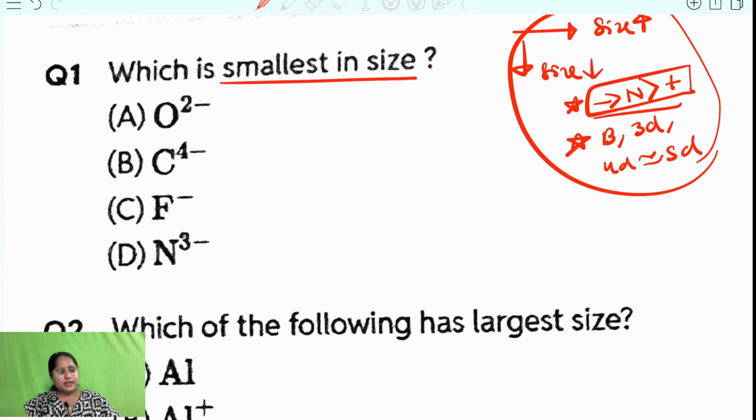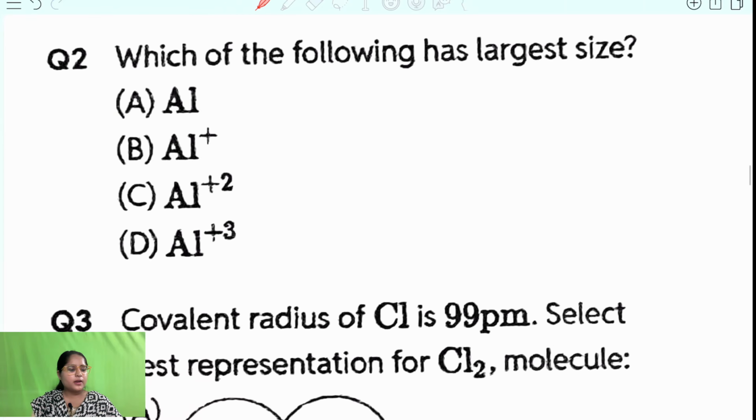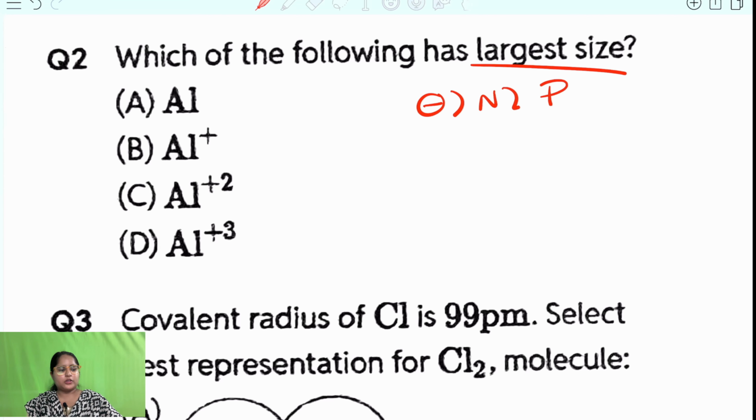So who is having less negative charge here? C. So first C answer, within a fraction of a second we have done. Which of the following is largest in size? With the positive charge, it is negative, then neutral, and then positive. More positive, lesser in size. So neutral will be bigger than any positive.